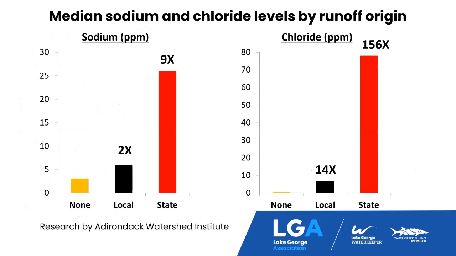And what we found in this study, for sodium, here you can see, again, yellow being no runoff influence to the wells from roads, the black being the local roads, and the red being the state roads. You can see sodium 2 times higher with local roads, 9 times higher with the state roads. Over to chloride, you can see 14 times higher and 150 times higher with state roads. So clearly, road salt is having an impact on the drinking water wells of people in the Adirondacks.